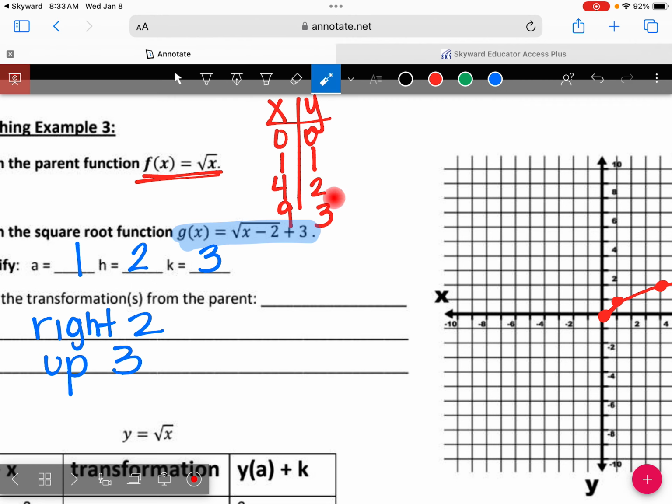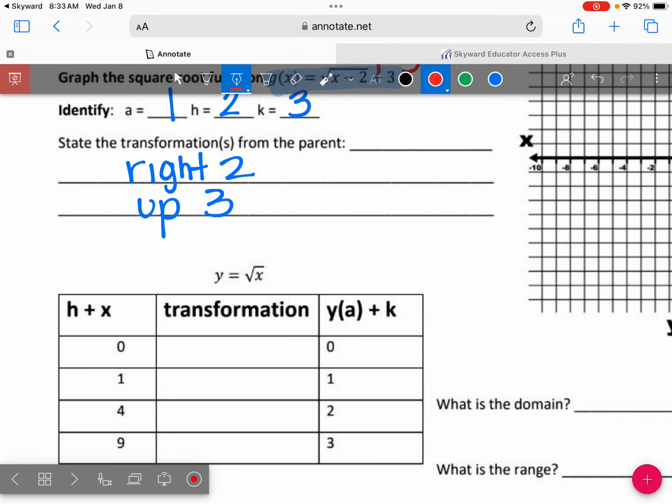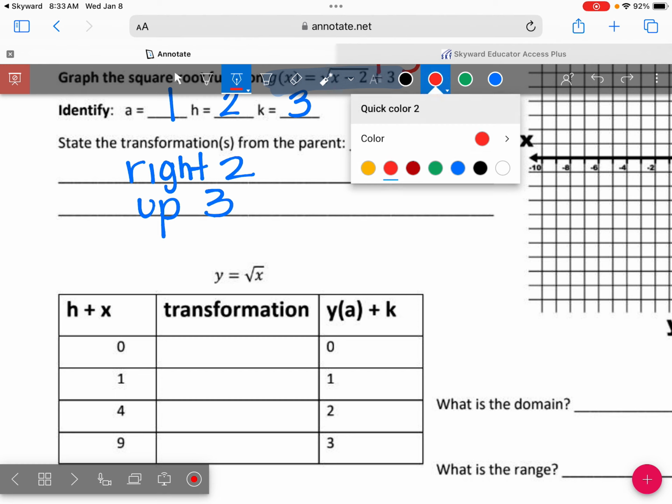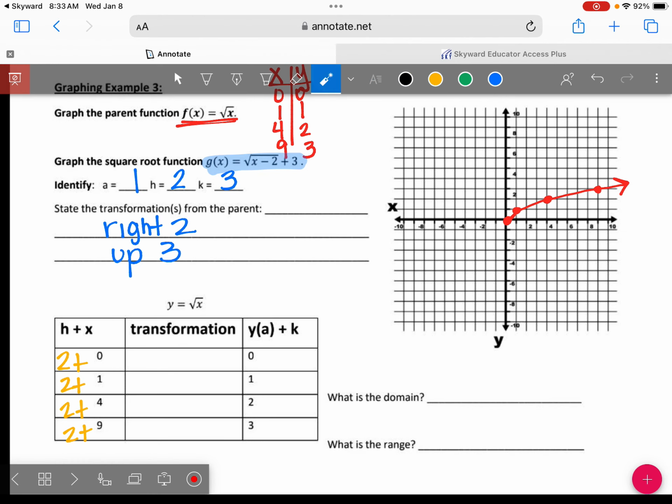Remember, this is our original table that we always start with. Whenever you're doing your table, you always add H to the X. So let's start off with that. We said H is 2, so going down the side, put a 2. Go ahead and add 2 to these 4 numbers. These are the same numbers that we have up here in red. So you're going to add H to 2: 2 plus 0, 2 plus 1, 2 plus 4, and 2 plus 9.